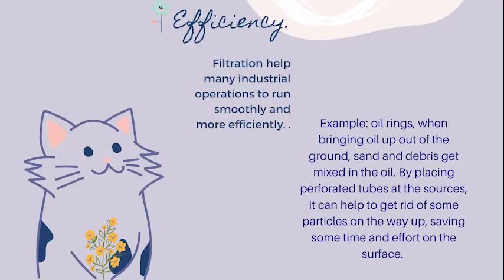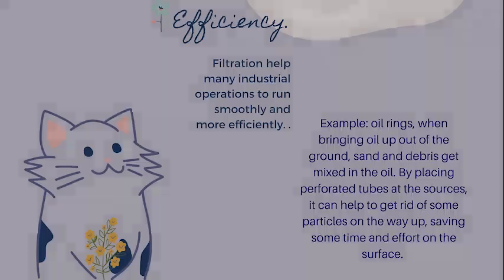And lastly, we have the efficiency, which is the filtration help many industrial operations to run smoothly and more efficiently. For example, oil rings when bringing oil up out of the ground, sand and debris get mixed in the oil. By placing perforated tubes at the sources, it can help to get rid of some particles on the way up, saving some time and effort on the surface.